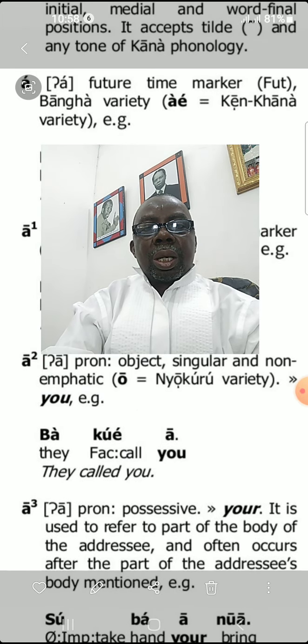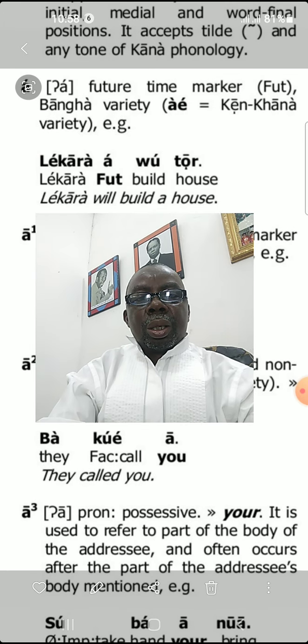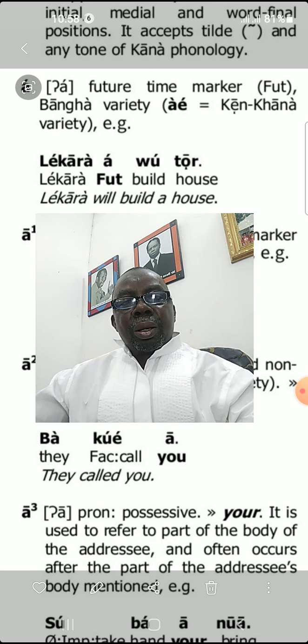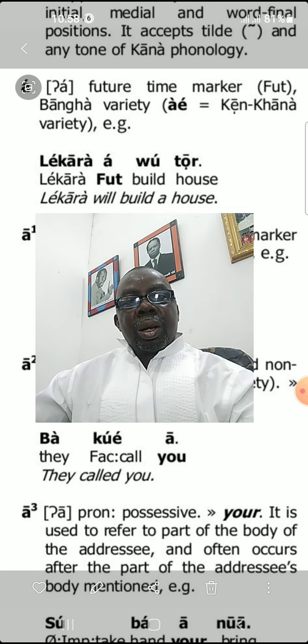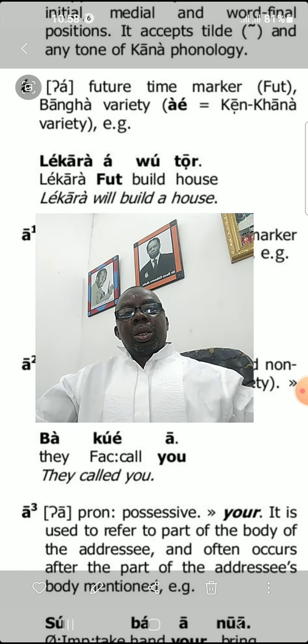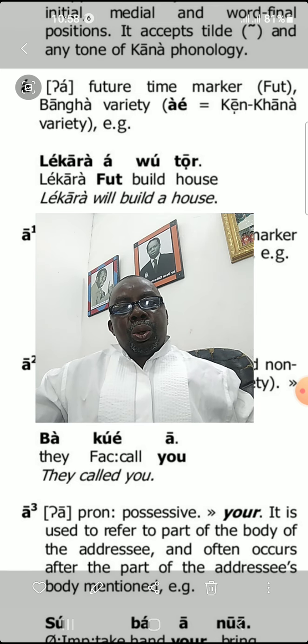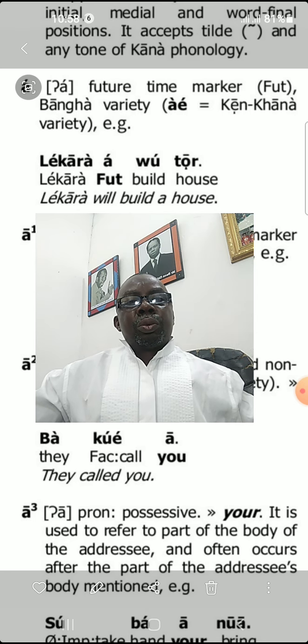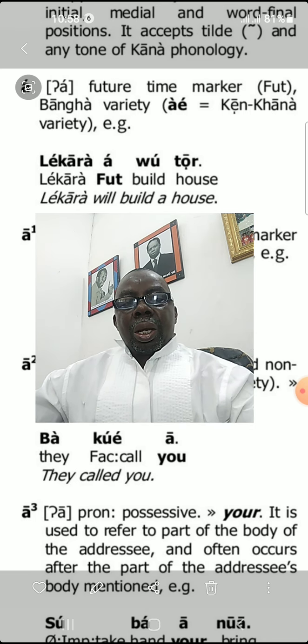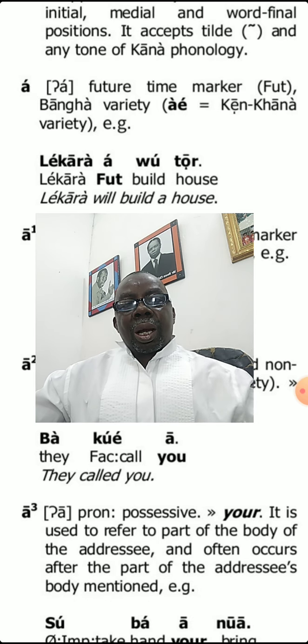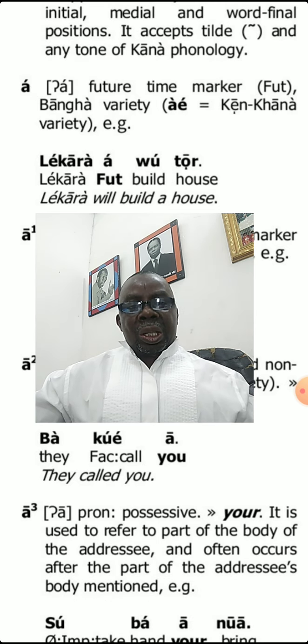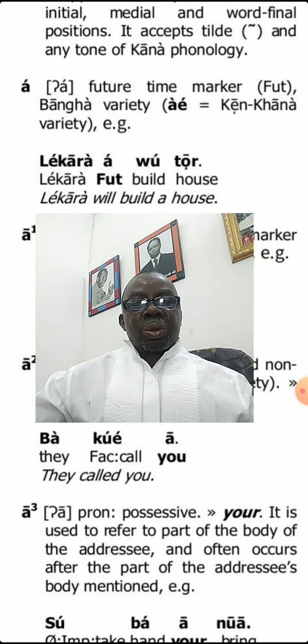Now let us take a look at this one. A in Kana functions as a future time marker. Future time marker. Then you can look at the sentence there. A, wu, to. In this case, the letter A, functioning as a future time marker, must carry a high tone on it. Lekara, a, wu, to means Lekara will build a house.